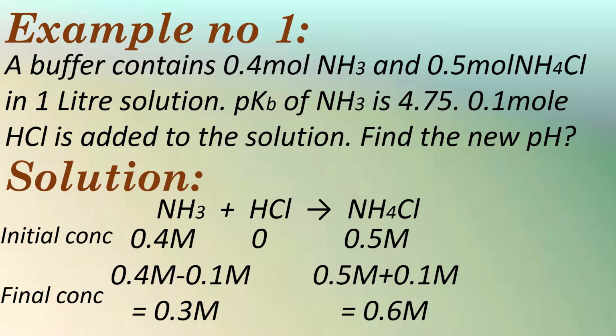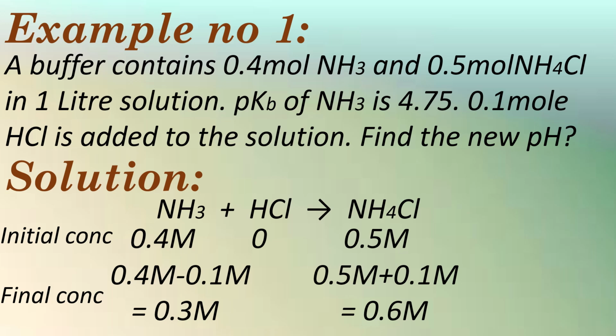So here is a mixture of buffer, that is ammonia, that is weak base, and ammonium chloride, it is a conjugate acid. Because it is in 1 liter solution, the concentration of ammonia is 0.4 molar. Similarly, ammonium chloride is 0.5 molar in 1 liter. So the concentration of ammonium chloride is 0.5 molar. pKb of ammonia is 4.75.